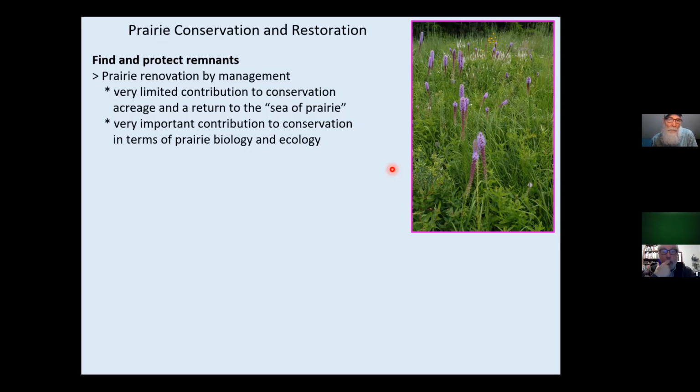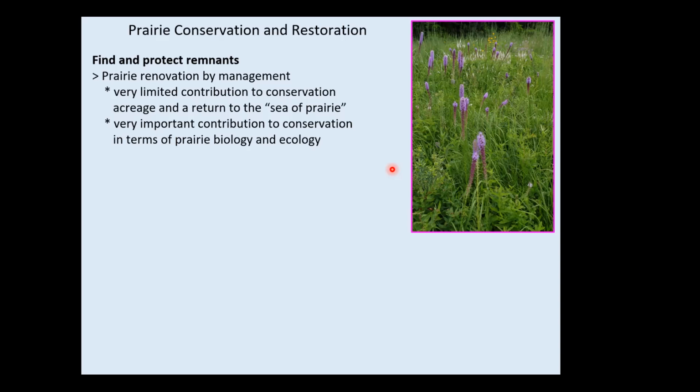We're not going to be able to use prairie renovation as a way of really getting back to anything that looks like that sea of prairie that used to be here, which early pioneers would describe as ocean waves of prairie as they looked out across that expansive landscape. It can't bring very much prairie back because there's just not very much of it there. But it is very important in terms of its contribution to conservation, because of the knowledge it brings to us about prairie biology and the relationships among prairie species.